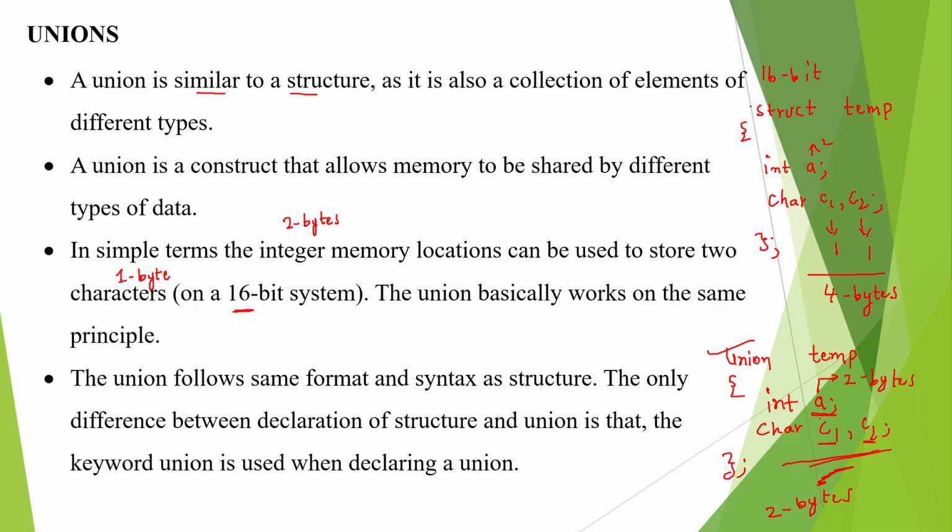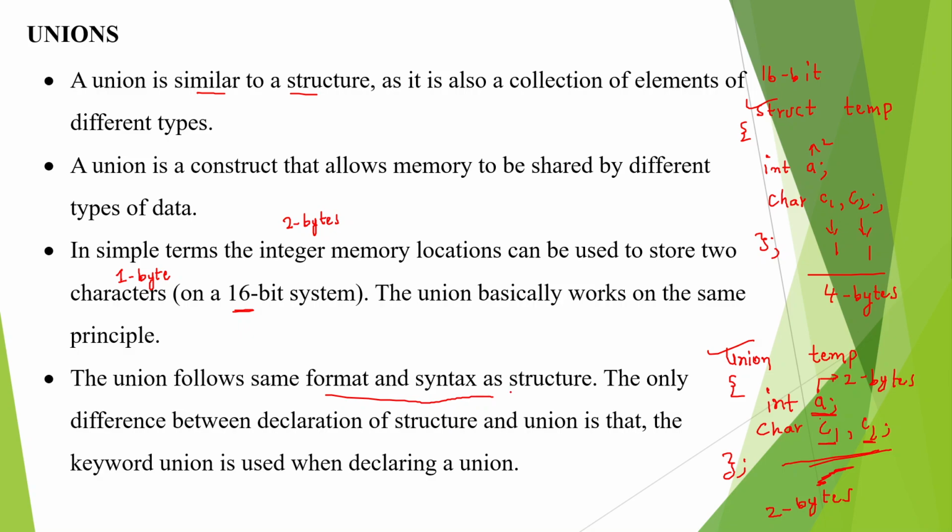Whereas your structure consumed 4 bytes, because it allocates memory for every data member of its own. But union follows the sharing of memory. Hopefully it is clear. The union follows the same format and syntax as structure. The way we create a structure, in the same way we create the union. There is no difference between the declaration, definition, and initialization of a union and a structure.